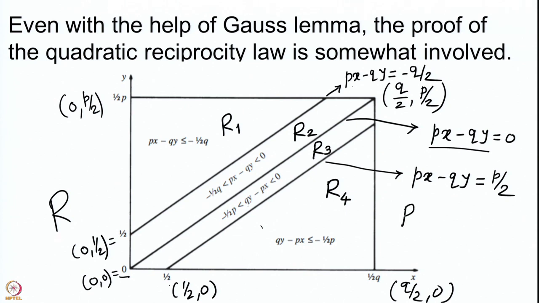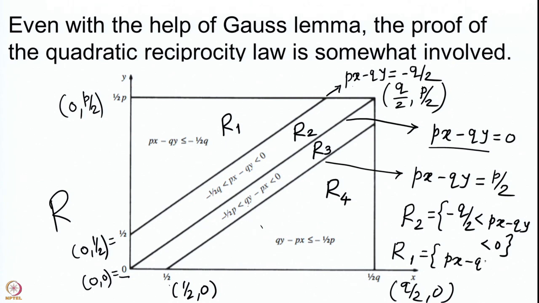So, most important for us are R2, which is given by minus q by 2 less than px minus qy less than 0, and R1, which is px minus qy less equal minus q by 2. Of course, we are treating these as subsets of our rectangle R.